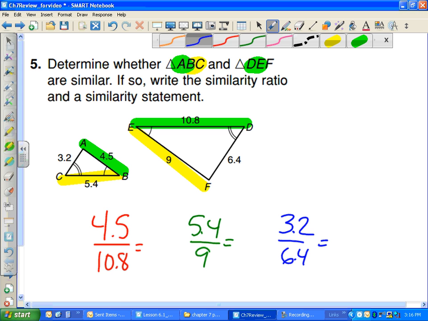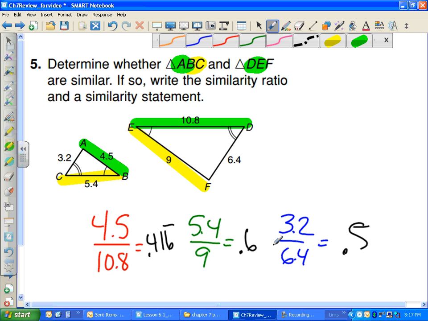So let's go ahead and figure it out. I'm just going to use my trusted calculator. Yes, I am going to use a calculator here. 4.5 divided by 10.8 ends up being about 0.416 with the bar. The next one, 5.4 divided by 9, is actually 0.6. And the last one, 3.2 divided by 6.4, is half.